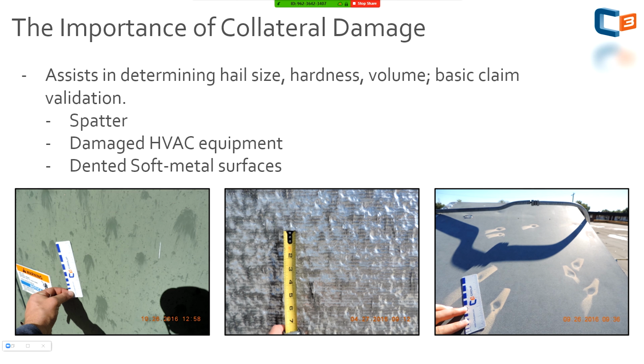A lot of times when we walk into these, we want to make sure we're validating the losses. A lot of the properties we come across have had numerous prior dates of loss. If a property is 20 years old, you might have had hail occur 10 years ago or 20 years ago, and you still see some of that evidence. So for us, we primarily look at spatter damage, damaged HVAC equipment, and dented soft metal surfaces. Spatter marks are a good directionality indicator. A lot of the soft metals are also good for directionality, but also hail hardness and size.